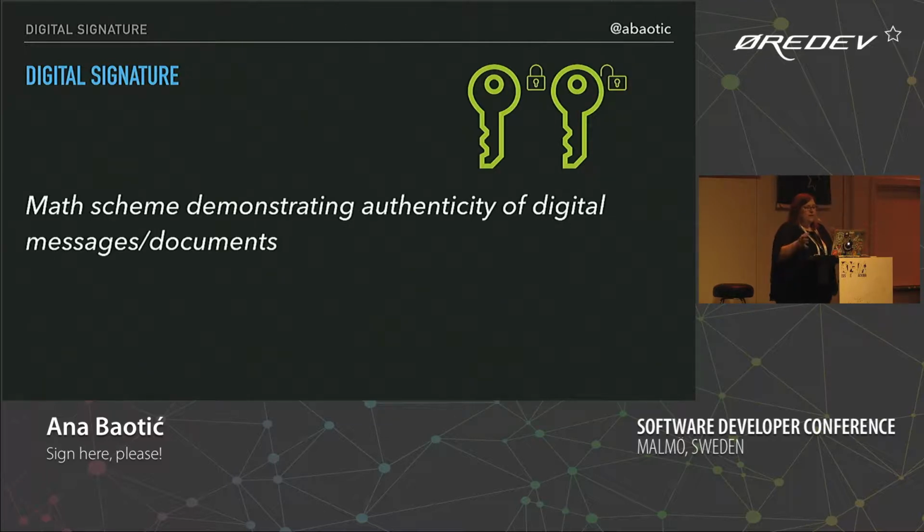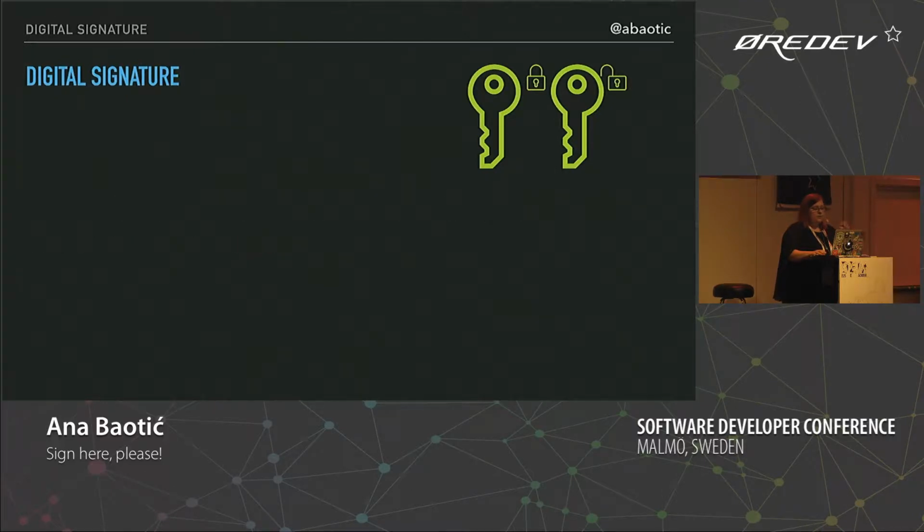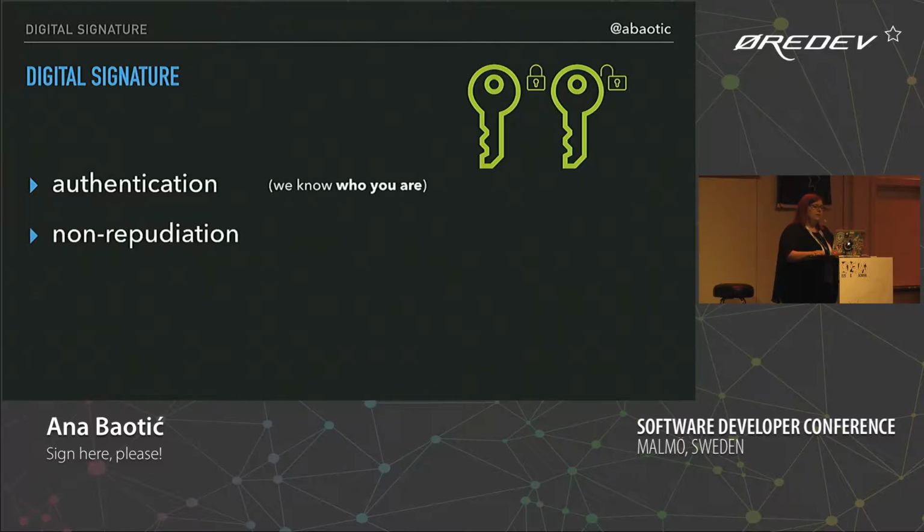Like I said, it's a mathematical scheme that is used to demonstrate authenticity of something, and we are using it every single day. For instance, you use it in terms of authentication, and that means you need to be able to determine who you are. So if any kind of digital signature is created, we need to know who created it, its identity. We need to be sure there.